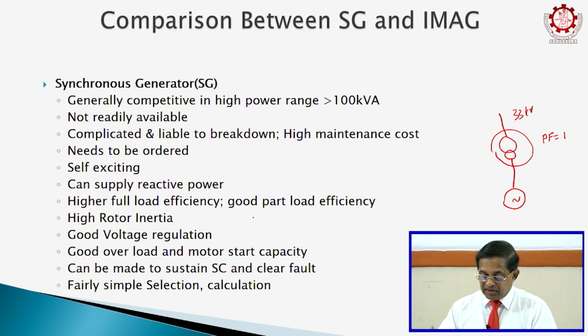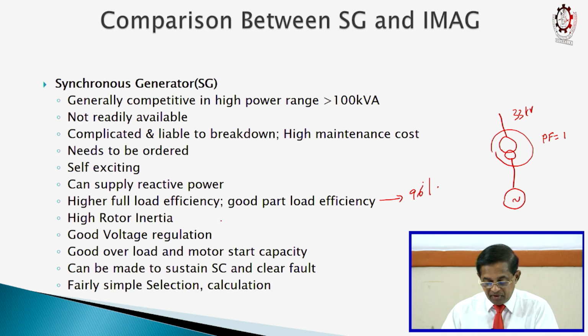Higher full load efficiency, good part load efficiency, right. So, as we discussed earlier, typically they run at about 96%. Higher rotor inertia, that is also good, because the higher the inertia, the better for the frequency stability, right. Good voltage regulation, good overload and motor start capacity, can be made to sustain short circuit and clear fault, fairly simple selection and calculations.